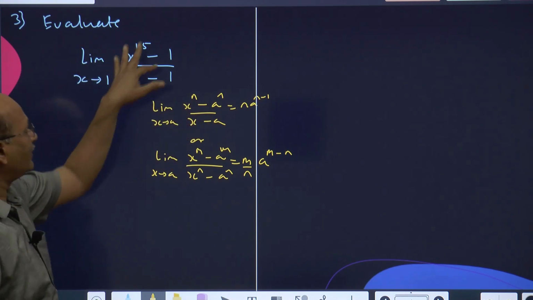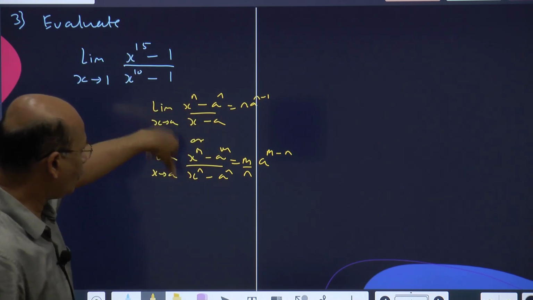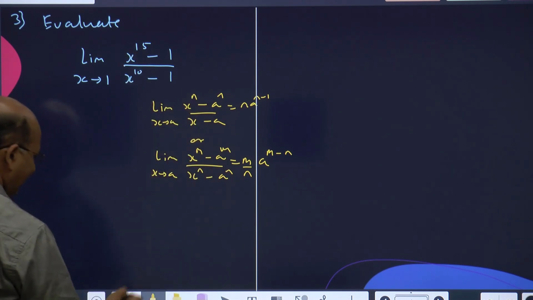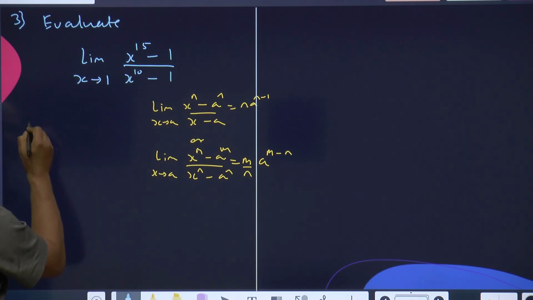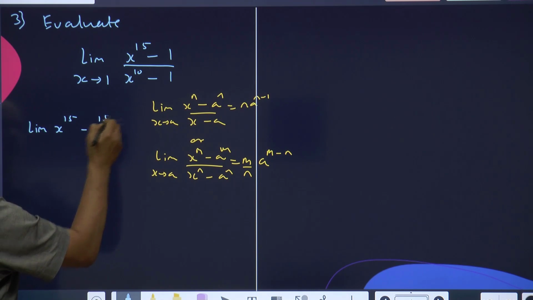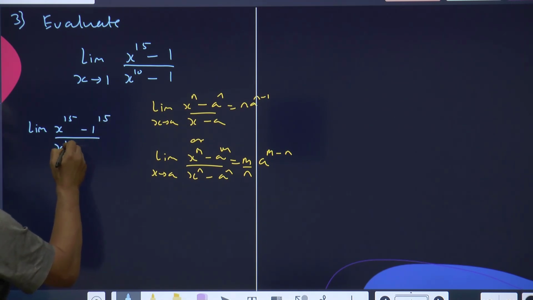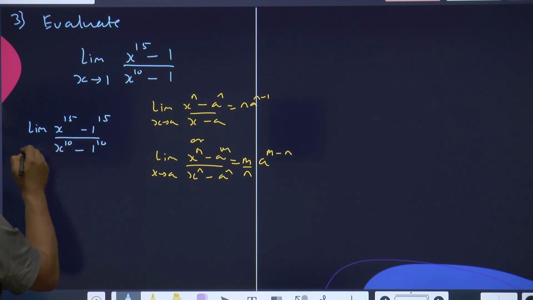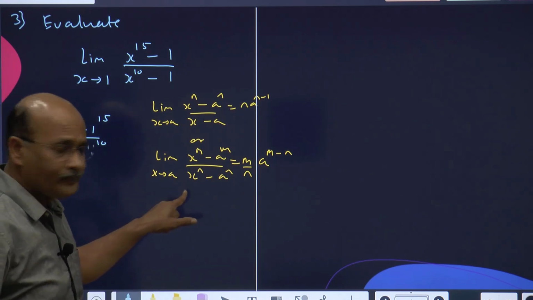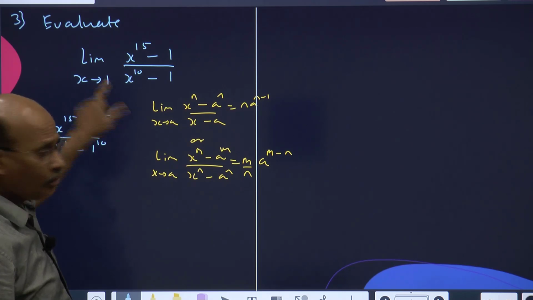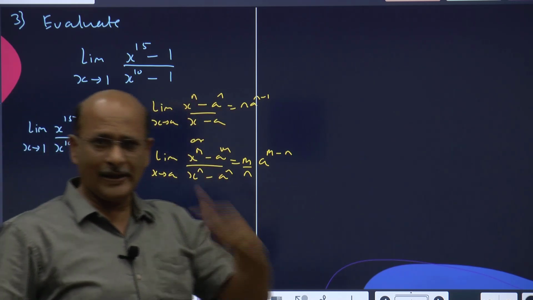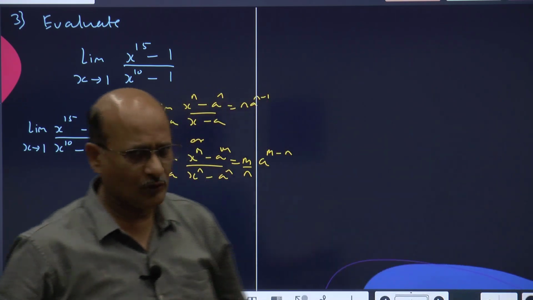So see, for any limit with a power, try to find out whether it belongs to any one of the formats. Here, on both sides the power is there. So I can write this as limit of x raised to 15 minus 1 raised to 15 upon x raised to 10 minus 1 raised to 10 as x approaches 1. But make a note, it is x tends to a. If this is x tends to 0, you cannot apply this format. a is a non-zero number. It can be negative or positive, whatever.